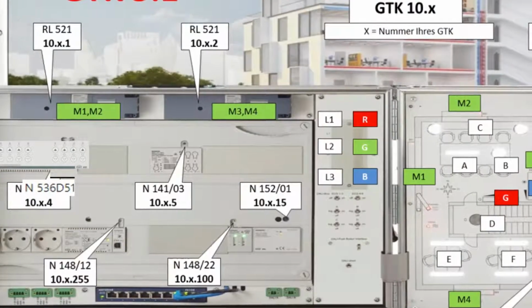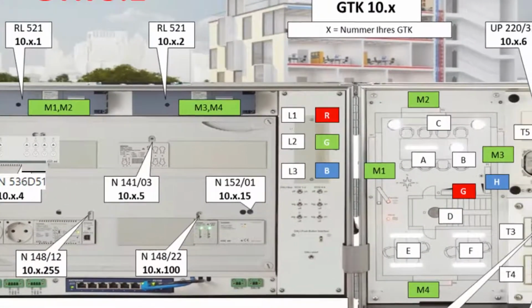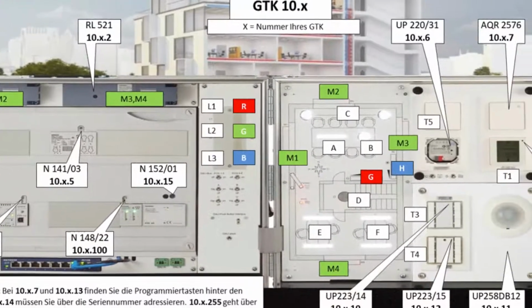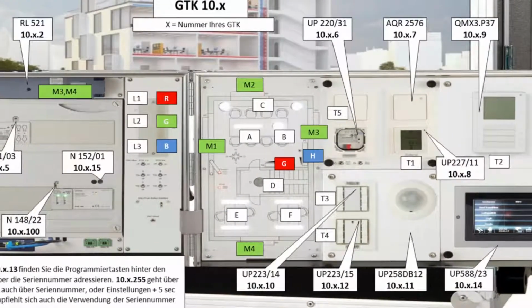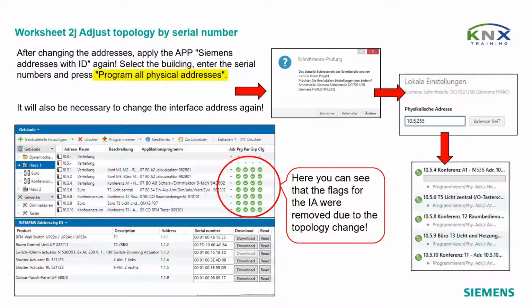Changing the topology, addressing scheme of the Gamma Training Kits. This picture will guide you through the task of re-addressing the projected devices. Adjust topology by serial number. After changing the addresses, apply the app Siemens Address by ID again. Select the building, enter the serial numbers and press Program all physical addresses. It will also be necessary to change the interface address again.